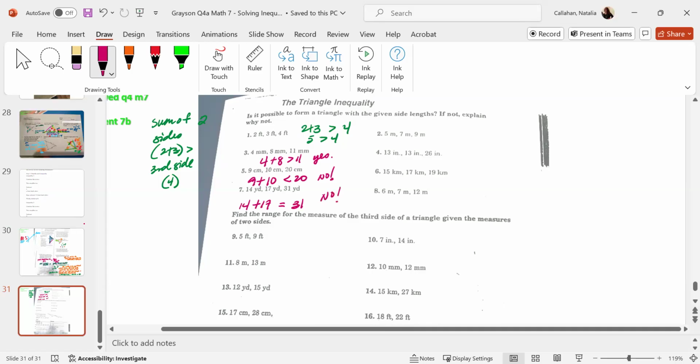And for the ones I put no, the reason is because the sum of the two smaller sides, right? Because you have to use the two smaller sides. If you use the bigger side, then the bigger side plus one smaller side is never going to be bigger than the second smaller side, right? The sum of the two smaller sides is not greater than the third side. Okay.